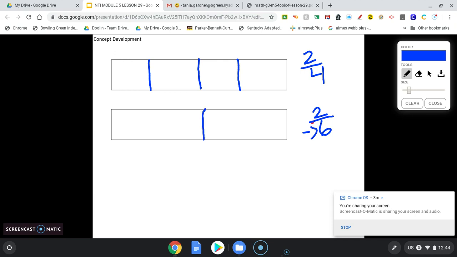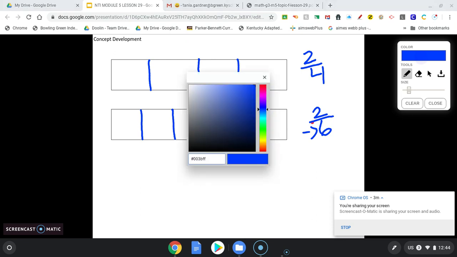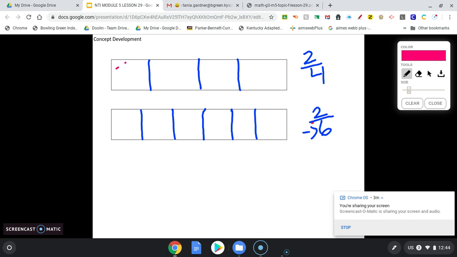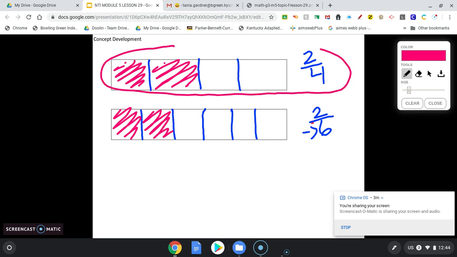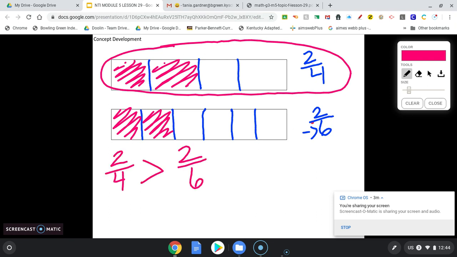So I'm going to start with half, and then I'm going to do. So I have 1, 2, 3, 4, 5, 6 equal parts, and 1, 2, 3, 4 equal parts. Now I'm going to shade in 2 of the 4 parts, 1, 2, and then 2 of the 6 parts here. So now I have to determine which is greater. Well, I know that 2/4 covers more area than 2/6. So 2/4 is greater than 2/6. Okay, good job. Let's keep going.